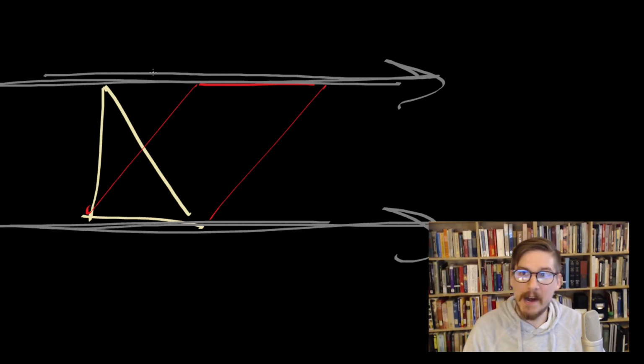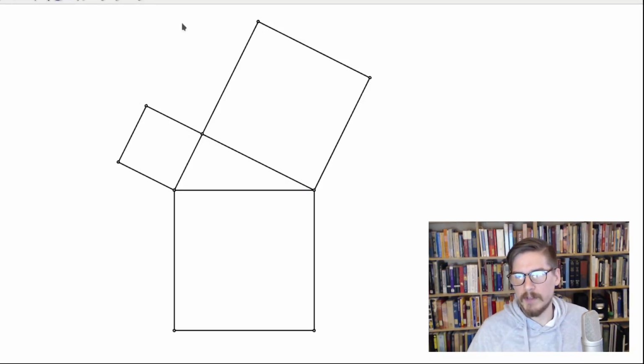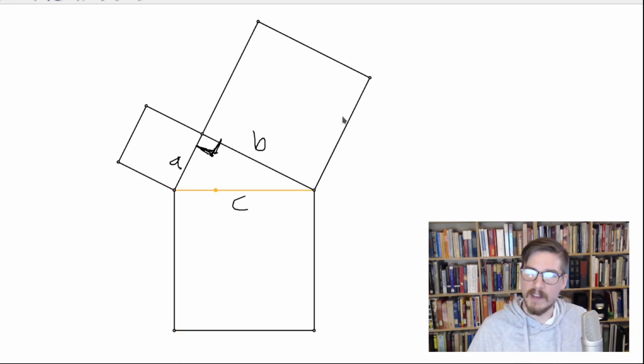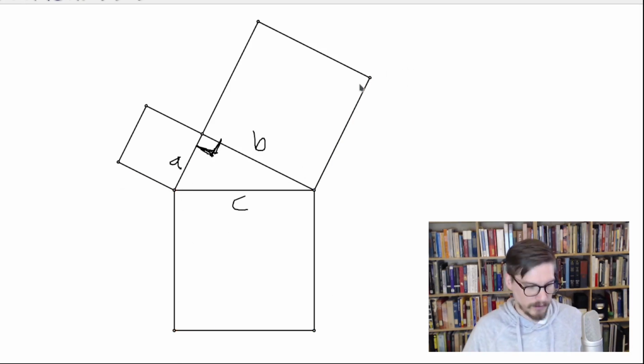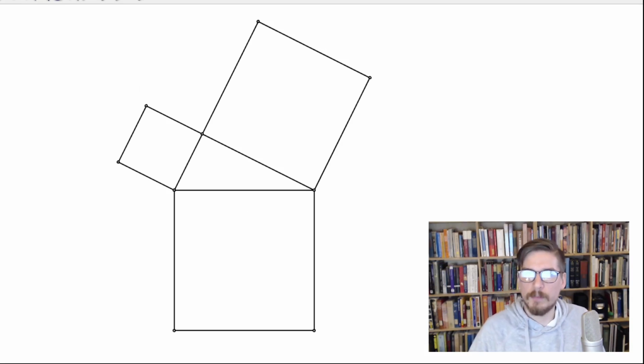Okay, now we can take a look at Euclid's proof. You might have seen a proof like this in geometry, where you have a right triangle, and we know that if this is the A side, this is the B side, this is the C side, then the square on the A side plus the square on the B side is equal to the square on the C side. That's how that works. A squared plus B squared equals C squared. Well, here's Euclid's proof for that.